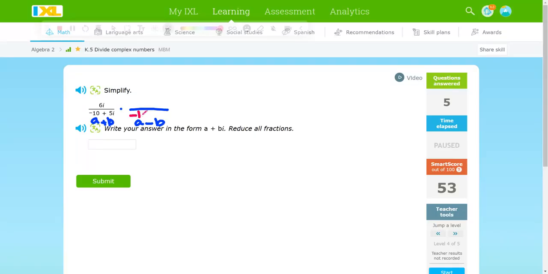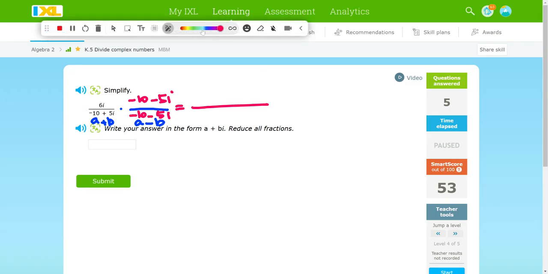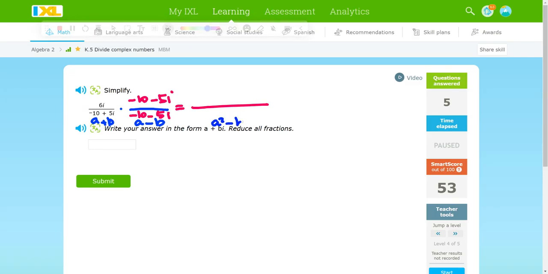That would be subtract 10, subtract 5i. Make sure you do it on the top too. Do not back it up yet, you guys, you still have time. Now you've got a plus b times a subtract b, and that's a squared subtract b squared.